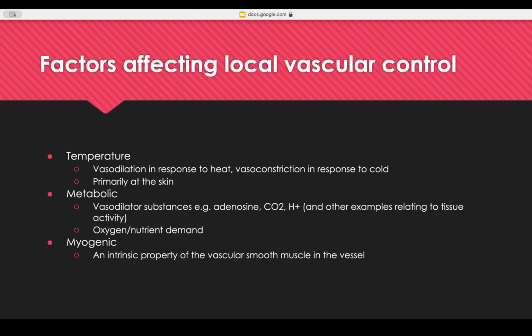Metabolic factors also impact vascular control. So substances such as adenosine, carbon dioxide, and hydrogen ions can cause tissues to vasodilate, as it shows that there's an increased oxygen or nutrient demand. The vessels themselves also have a myogenic property, which means that they can contract in response to pressure, helping vascular control.